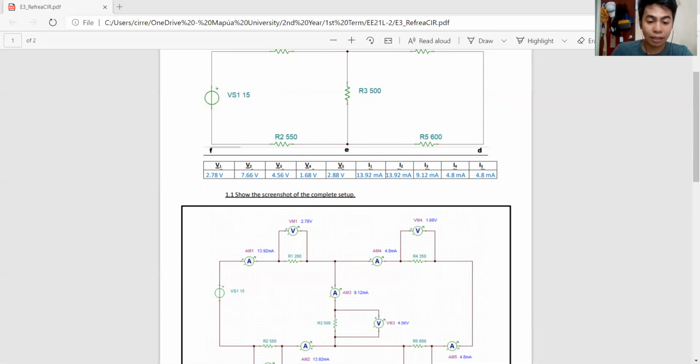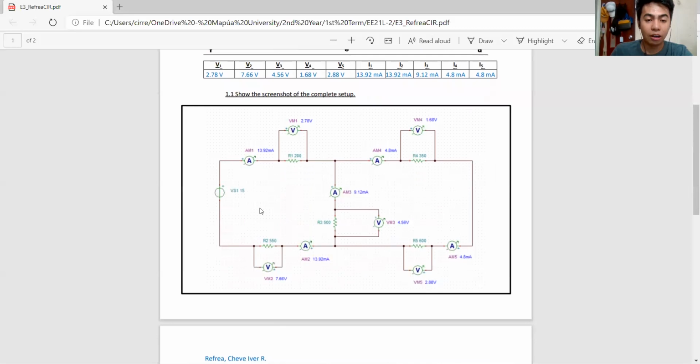So let's go back to the lab report. So this is the complete setup that I have made previously. Going back to the lab report. So as you can see from the values run, the first voltage is 2.78 volts. The second is 7.66 volts. The third one is 4.66 volts. The fourth one is 1.68 volts. The fifth one is 2.88 volts.